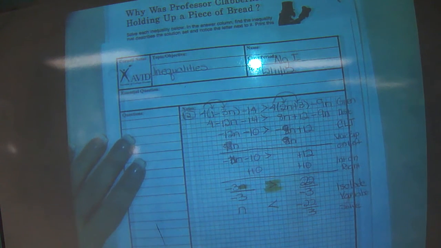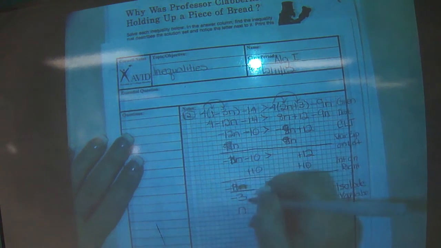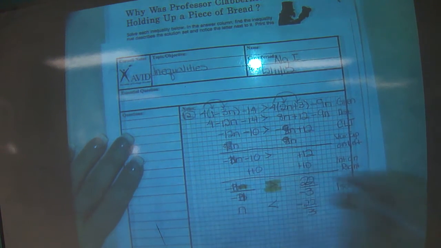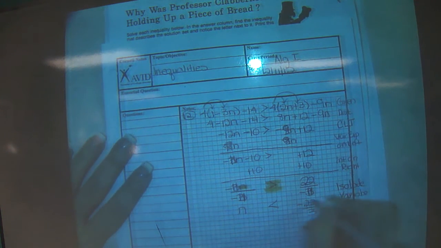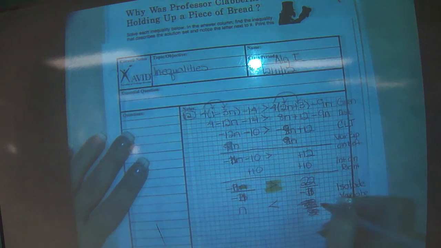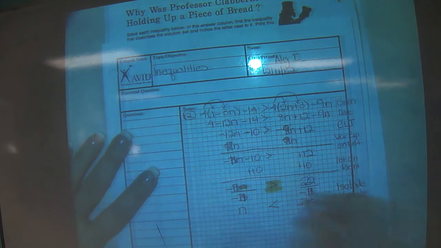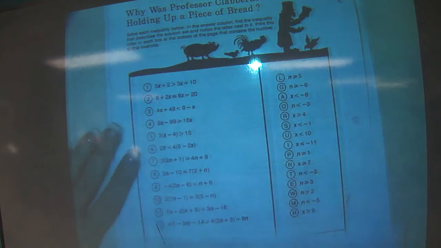Okay. So this is negative 11, negative 11, negative 11. So n, it's still a negative, so that's good, I guess. So negative 22 over negative 11, n is greater than negative 2. N is greater than negative 2, so the letter is T.